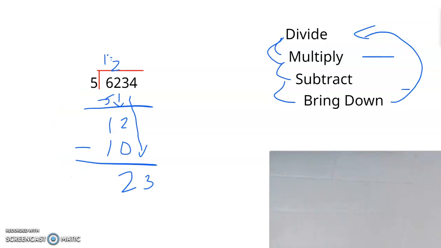Oh, my bad. I think I just erased something. No, I didn't. Okay. 5 goes into 23 4 times. Then I multiply. 5 times 4 is 20. Subtract. 23 minus 20 is 3. And then I bring down my last number.